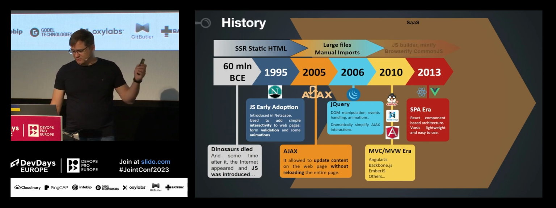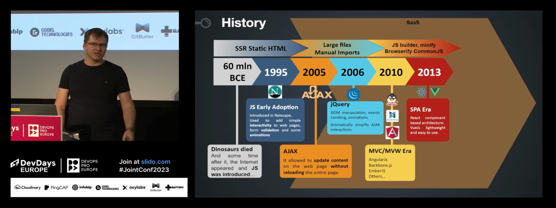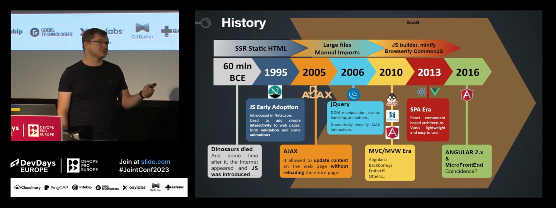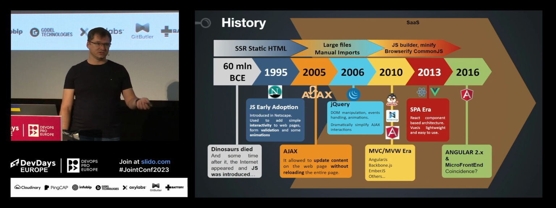The delivery of these applications became much better. We have builders, Minify, Browserify, CommonJS, you know, all the ability to break the JavaScript into modules and then build everything back together and deliver it to the clients. The development experience was improved, and yeah. 2016, this is the first time when the micro-frontend concept was introduced. The same year when Angular 2 was introduced, okay? Coincidence? I don't think so.